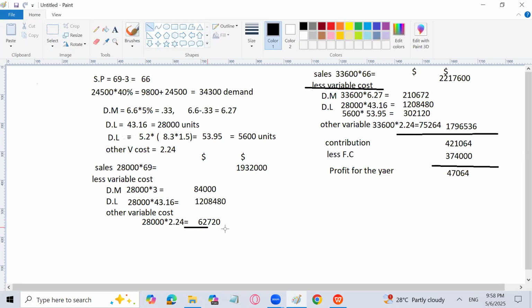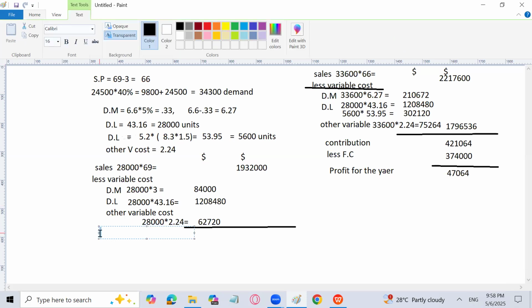There is no other variable cost incurred. So we will subtract sales less all variable cost. We will get the contribution. 1355200, and the contribution is going to be 576800.